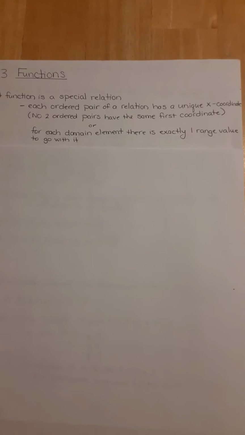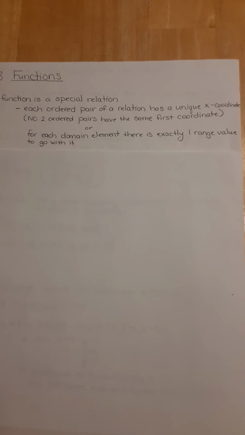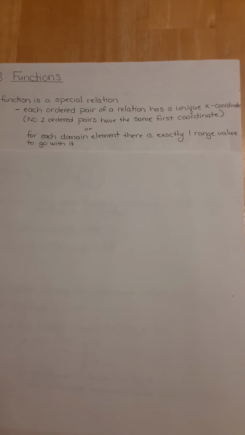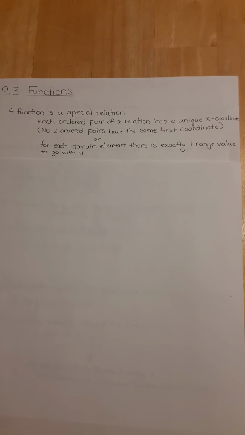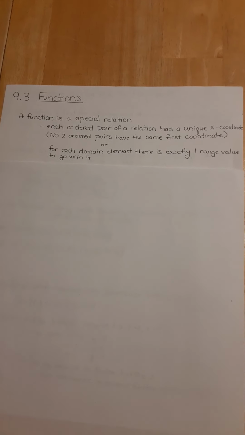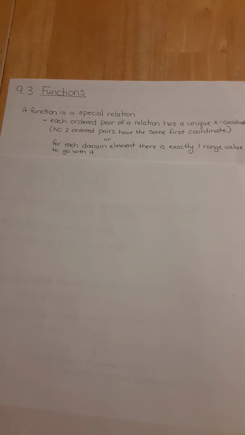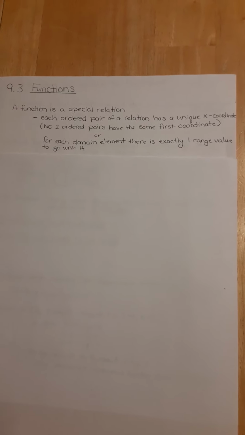Each ordered pair of a relation has a unique x-coordinate, basically what we talked about. No two ordered pairs have the same first coordinate. And for each domain element, there is exactly one range. That's my one-to-one correspondence we learned about in the last two sections.